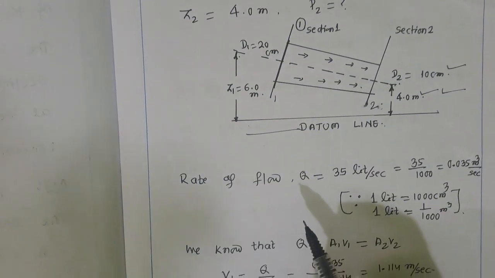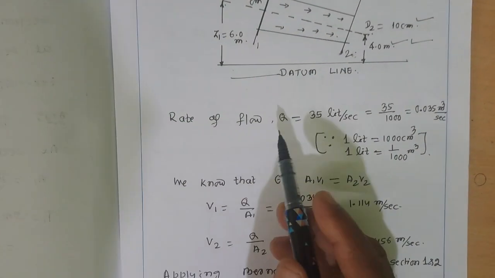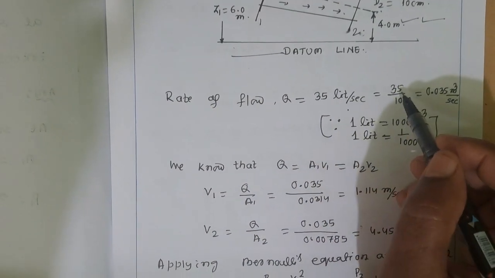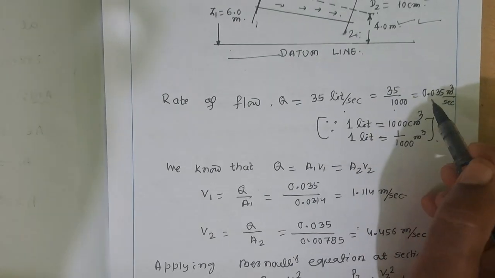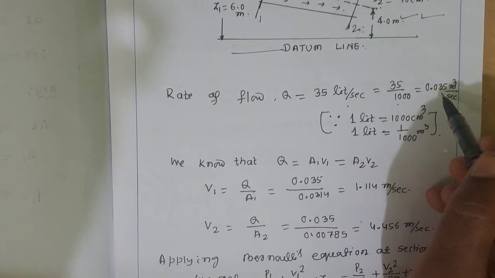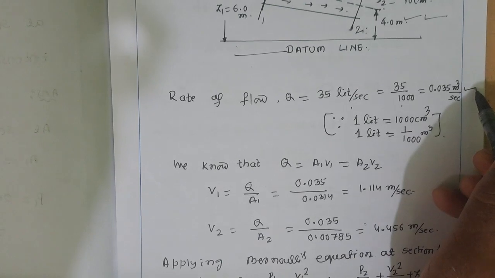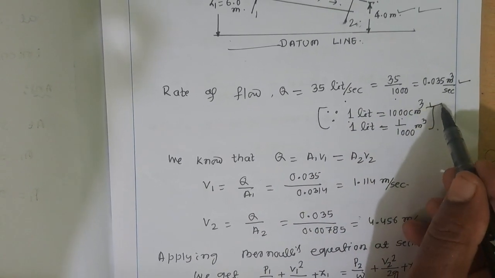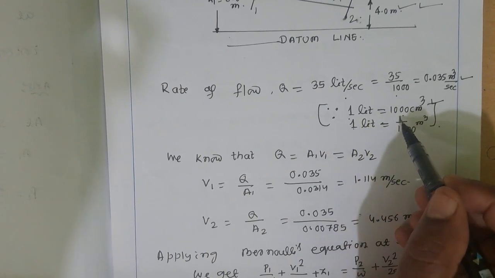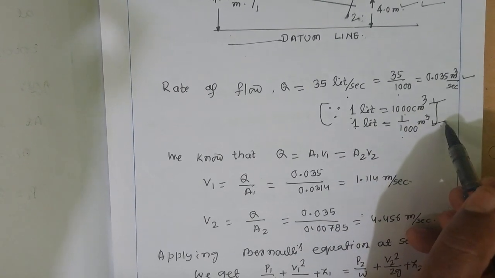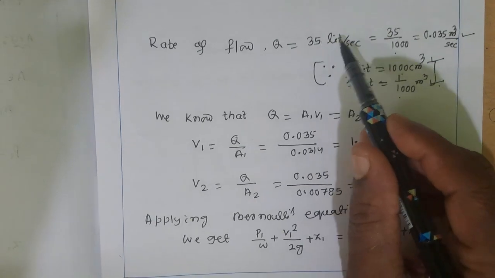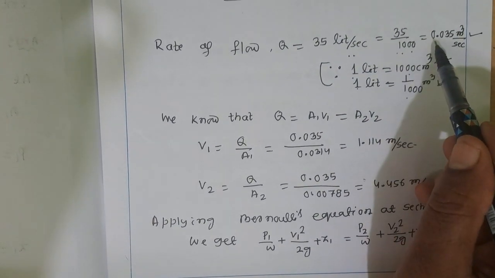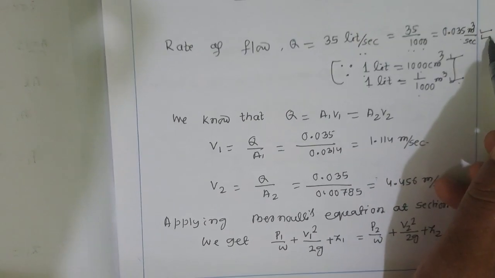We know that the rate of flow Q is equal to 35 liters per second, equal to 35 by 1000, equal to 0.035 meter cube per second, because 1 liter is equal to 1000 centimeter cube, or 1 liter is equal to 1 by 1000 meter cube. Therefore, 35 liters per second is equal to 0.035 meter cube per second.